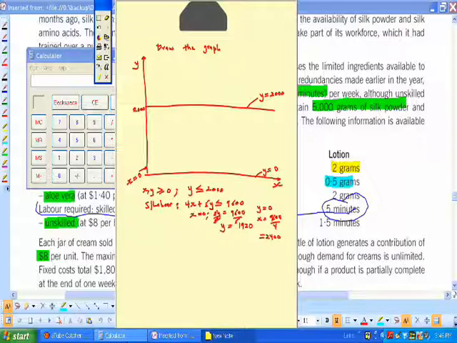So we're going to plot those points. We have y is 19.2 somewhere here, and x is 24 somewhere there. If we join these two points, this is the line for 4x plus 5y is equal to 96. The next line was silk powder.